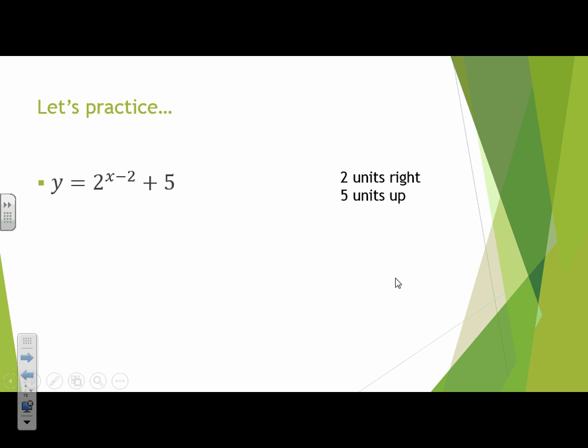At the bottom, since k is equal to what? 5, then the graph moves 5 units up. Remember, k is up and down. Okay, let's try that one.